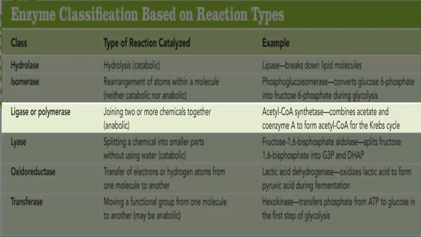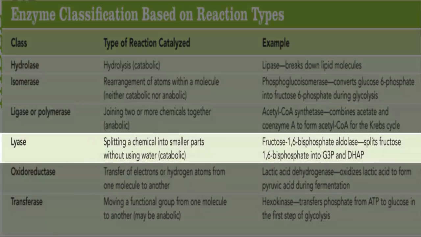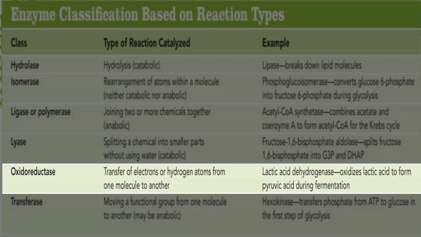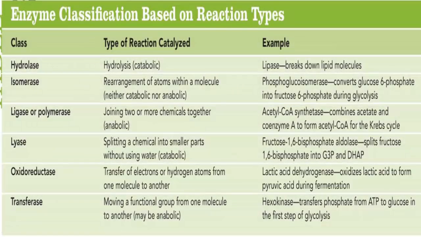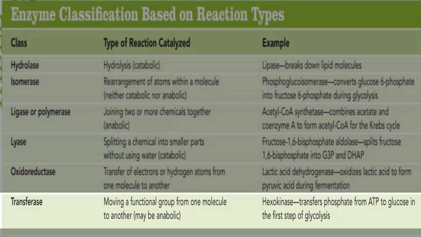Ligases or polymerases join molecules together, and these are anabolic reactions. A lyase will split a chemical into smaller parts without using water. The oxidoreductase transfers electrons or hydrogen atoms from one molecule to another in redox reactions. And transferase does just what it says, transfers one molecule or atom to another.